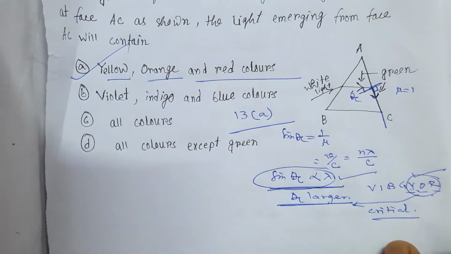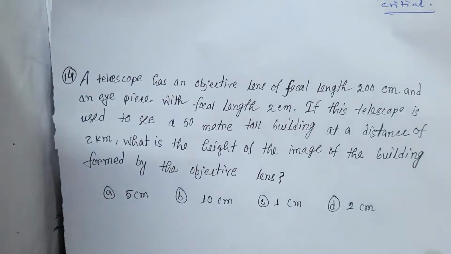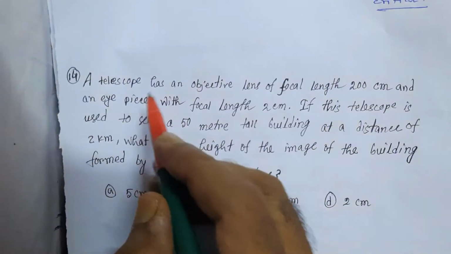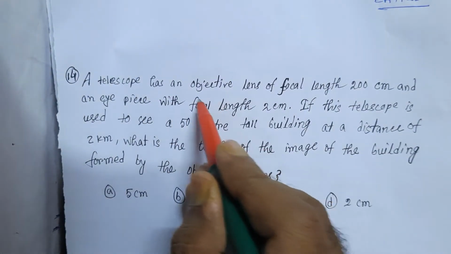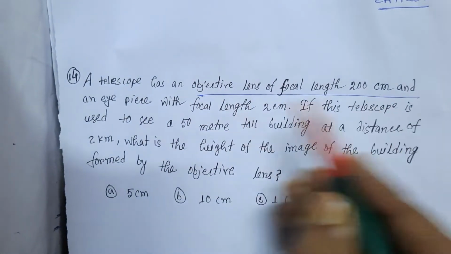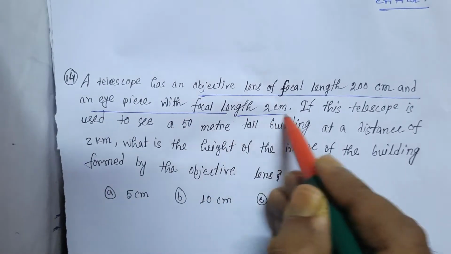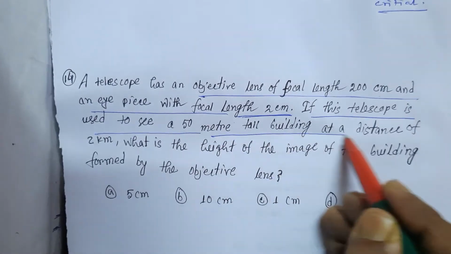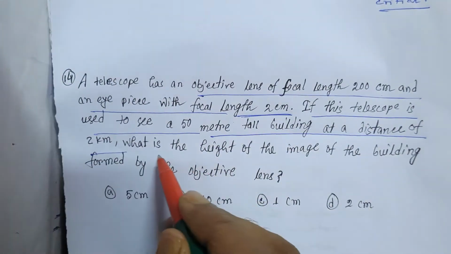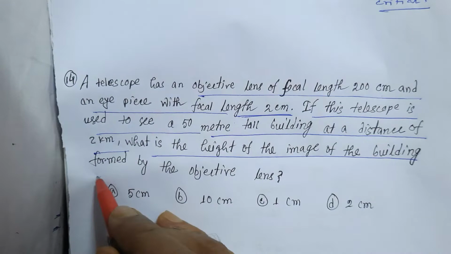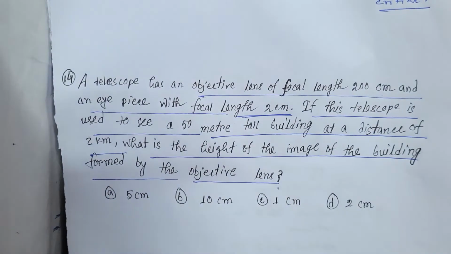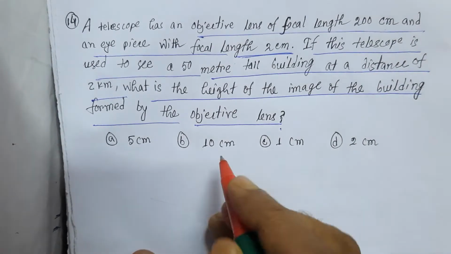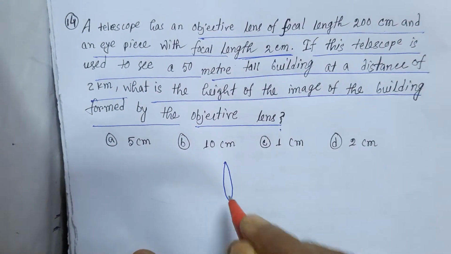Now let us take question number 14. What does it say? A telescope has an objective lens of focal length 200 centimeter and an eyepiece of focal length 2 centimeter. If the telescope is used to see a 50-meter tall building at a distance of 2 kilometers, what is the height of the image of the building formed by the objective lens? So you have to consider the action of the objective lens only.